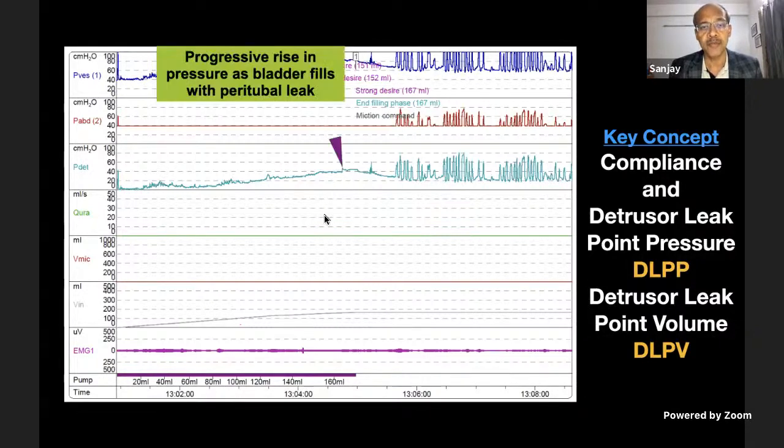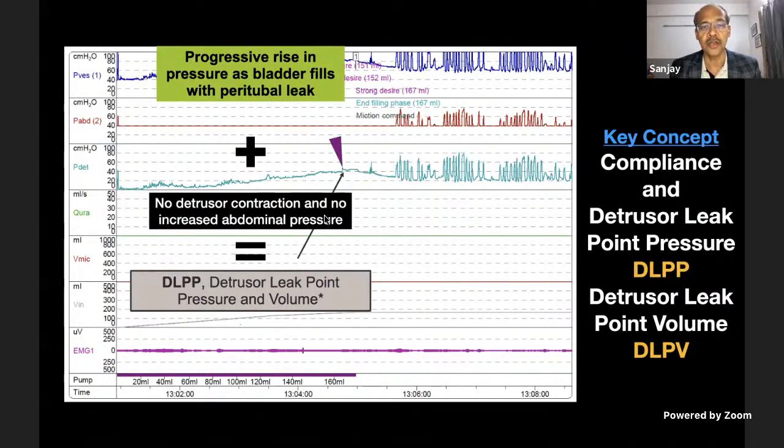This detrusor leak point pressure, in a sense, is a reflection of the outlet resistance and the compliance, or you can say the elasticity of the bladder wall. So if there's a high leak point pressure, it suggests that the kidneys are going to get exposed to high pressures when this patient is not on CIC.